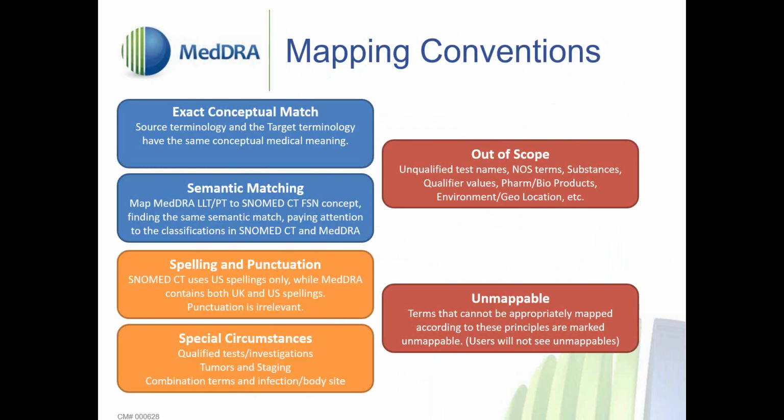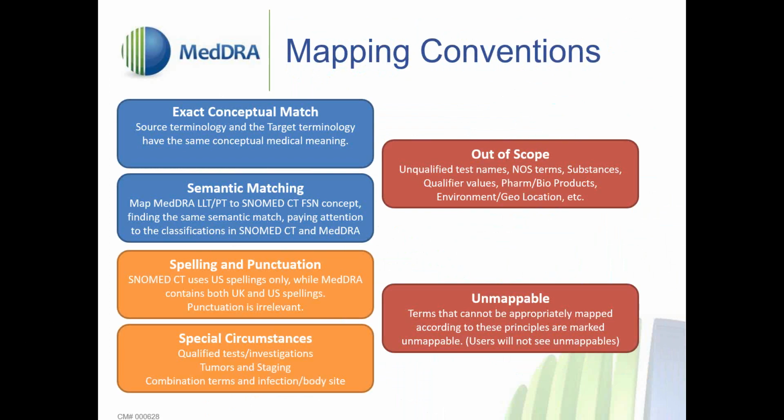Now, the special circumstances include things like qualified tests and investigations, tumors and staging, and combination terms, including infection and body site combination terms. This was largely due to the fact that the two terminologies handled and represented these concepts differently within their terminology. So we had to ensure that we were matching or mapping like for like.